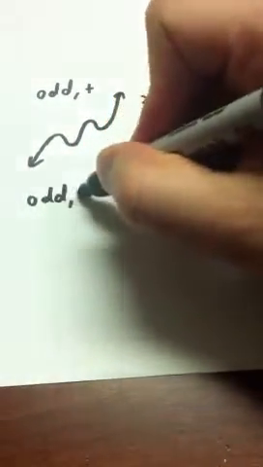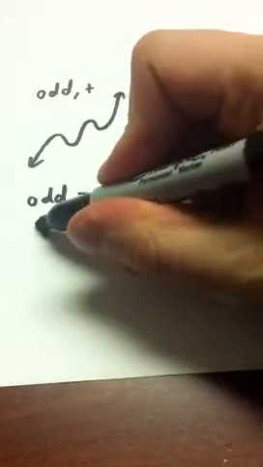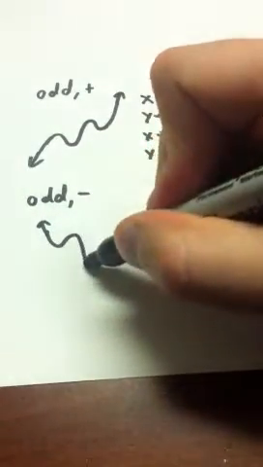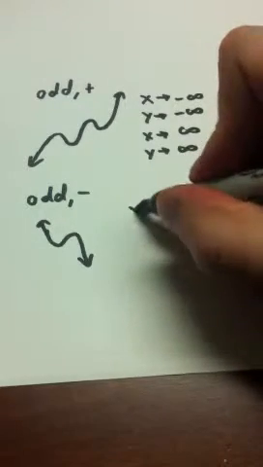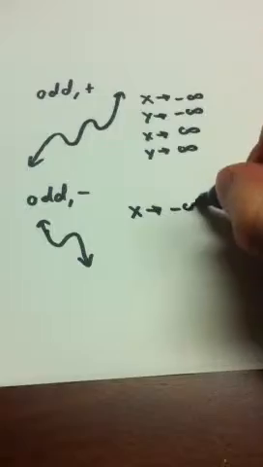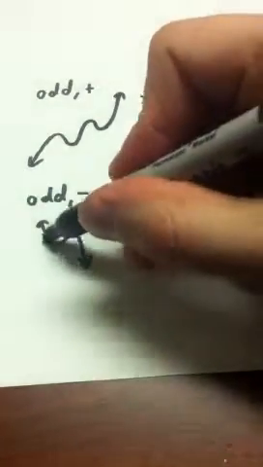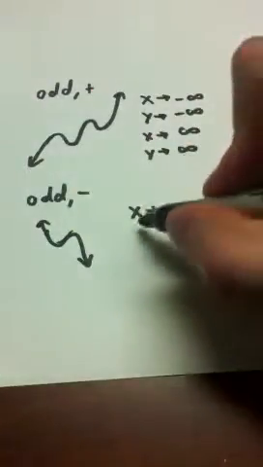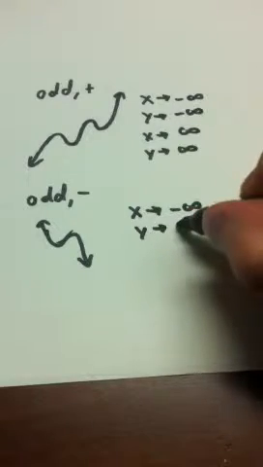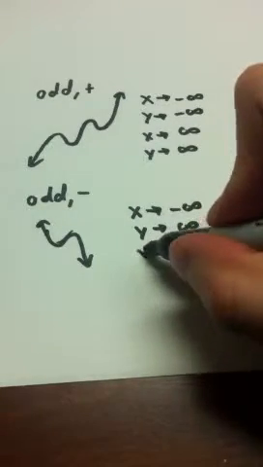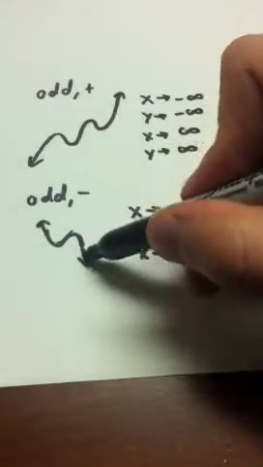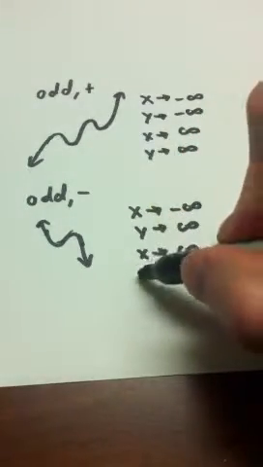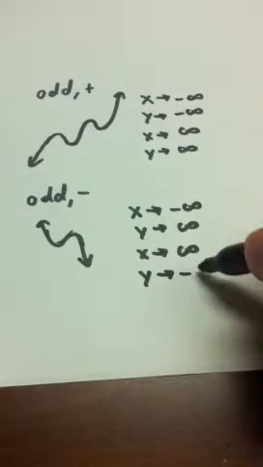So on the flip side, if it's odd and it's negative, then the graph's going to start high, again turn a couple times or whatever, and then finish low. So as x goes to negative infinity, as I go to the left, I'm going up. So y approaches infinity. And as x approaches positive infinity, so as I move to the right, I'm going down. So I get y approaches negative infinity.